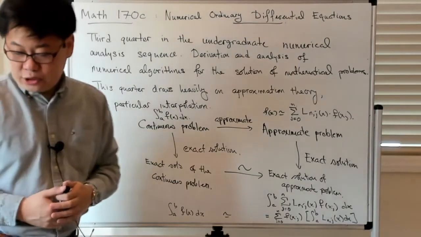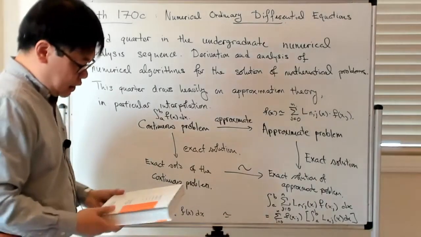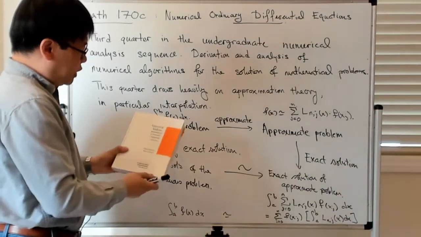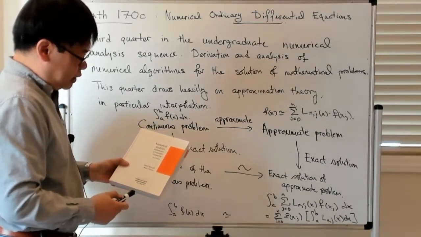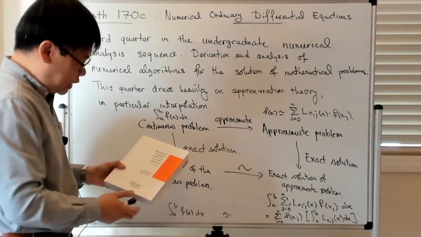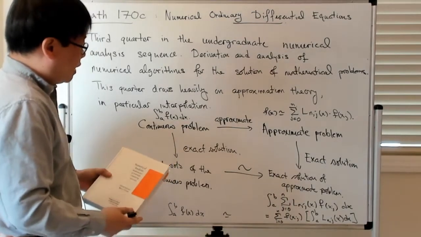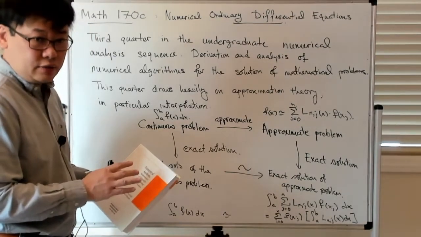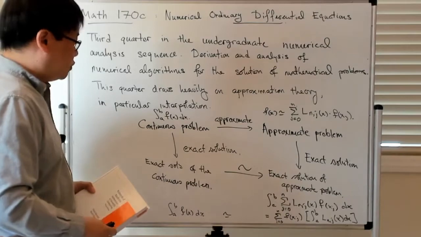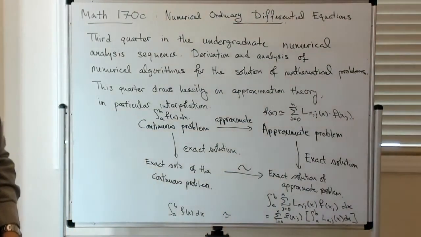The course text is this book, Numerical Analysis: Mathematics of Scientific Computing, by David Kincaid and Ward Cheney. This is the third edition. If I understand correctly, this was the text used in the previous quarter as well, so you'll get to continue using it this quarter.